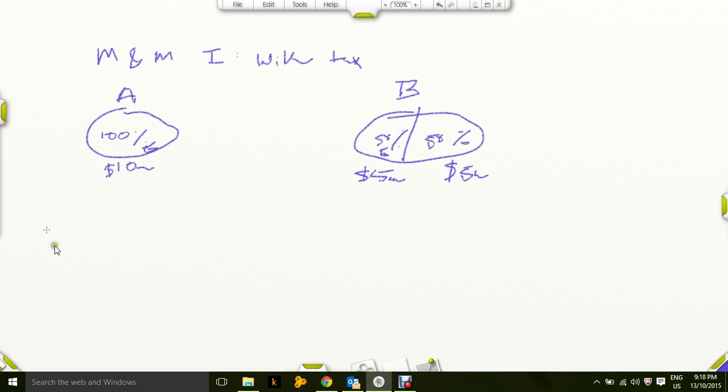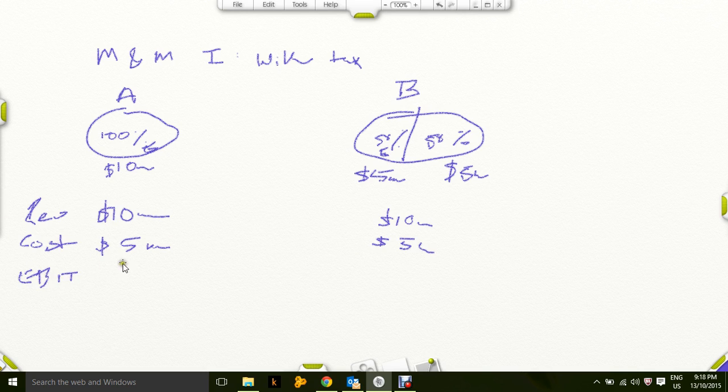All right, so let's run our income statement again. So we've got revenue, 10 mil, 10 mil. And our costs, same, 5 million here, and another 5 million over here, which gives us our earnings before interest and tax of 5 million, and the same here, so nothing's changed yet. Now this is where it comes different.